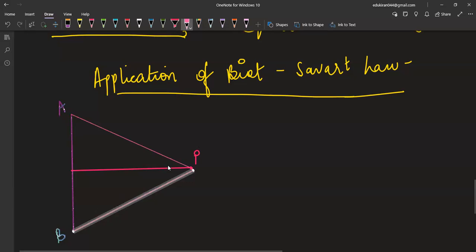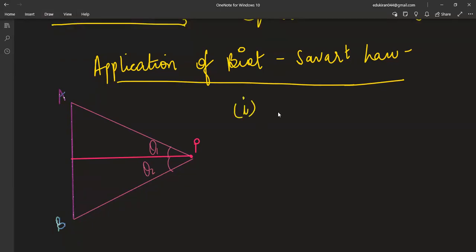So this I am counting as theta 1. And this I am taking as theta 2. The first case, this is a finite conductor. When I say finite conductor, it means the ends are fixed. If this is one end, this is another end, this separation is definite. Like if it is 5 meters, it will remain 5 meters. You cannot change it. It's not variable.